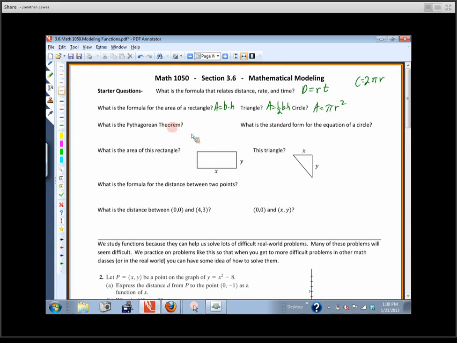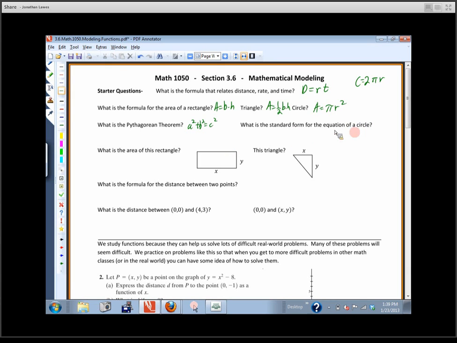Let's see. I think I know this one. Pythagorean theorem. A squared plus b squared equals c squared. A and b are both what? They are the legs of a right triangle. C is the hypotenuse of a right triangle.